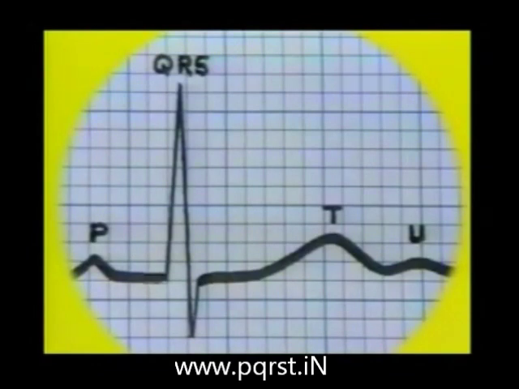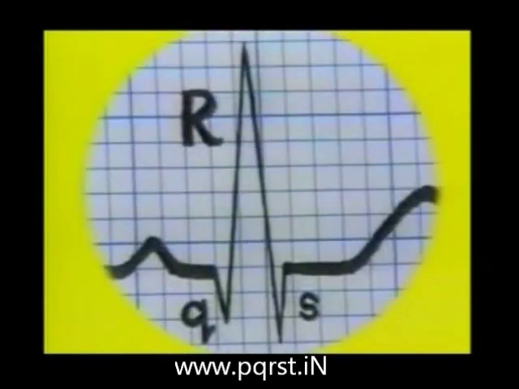Sometimes another small upright wave follows the T wave and is termed as the U wave. Now coming to the QRS complex, the initial downward deflection of the QRS complex is termed as the Q wave. It may or may not be present.